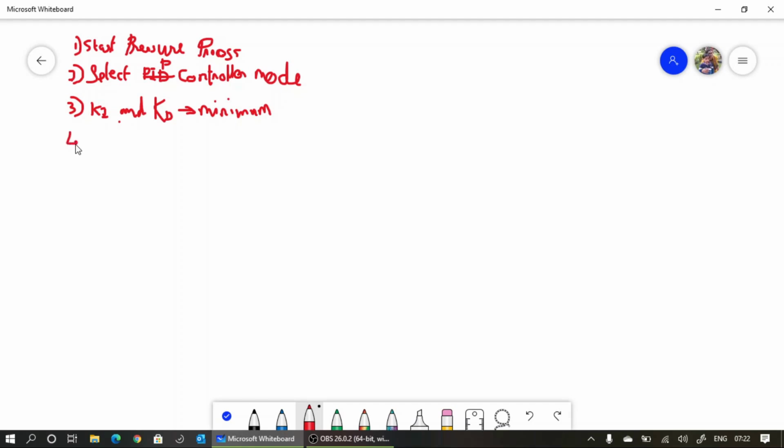Now the fourth step, which is common for all: select a small Kp value. In the first experiment you selected Kp equal to 2, right? So here also you can select Kp equal to 2.